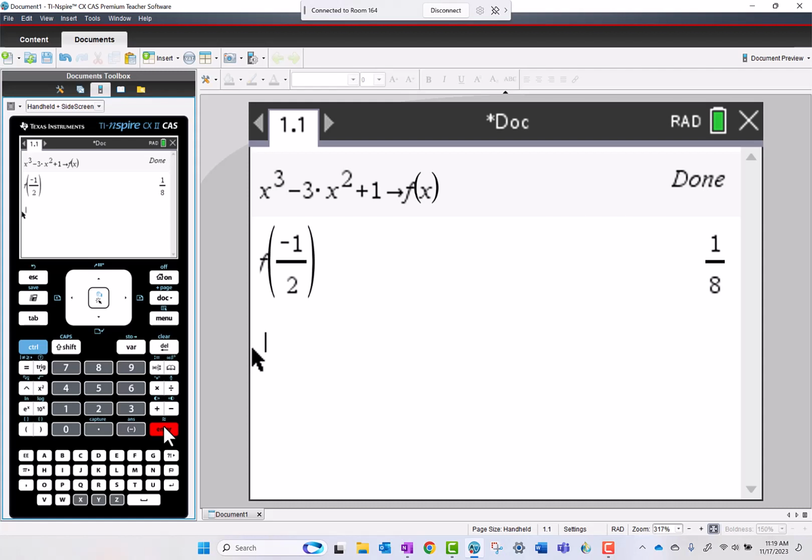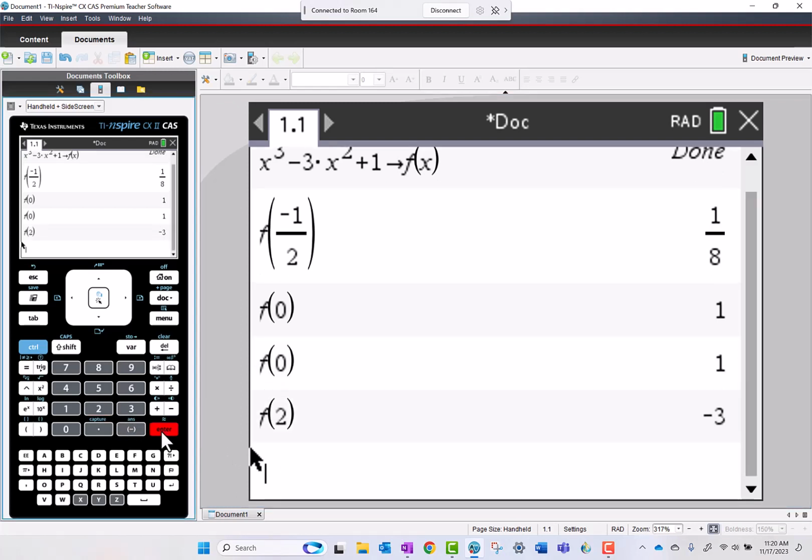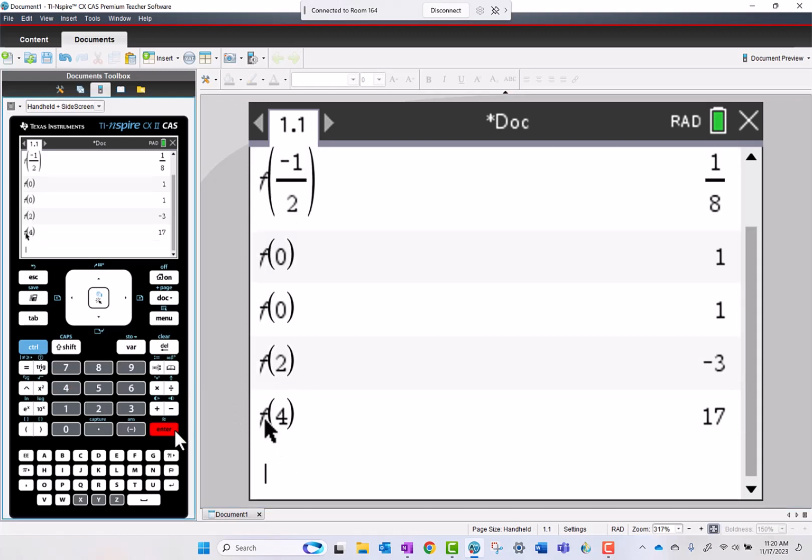So I have other candidates that I need to do. So let's do the other candidates. So we need f of, let's see, what is one of the other? 0. We need f of 0, and that's 1. We need f of, let's see what else we need. F of 2, and that's negative 3. And then we need f of, what did we need? F of 4, and that's 17.